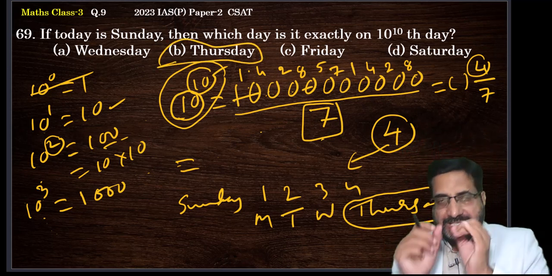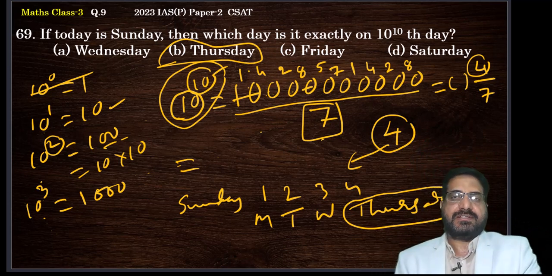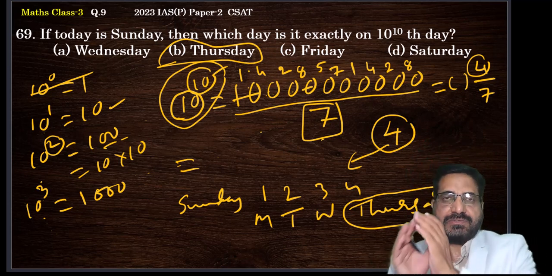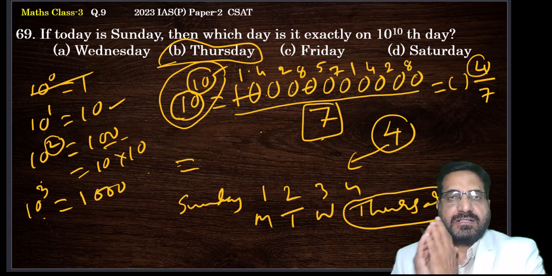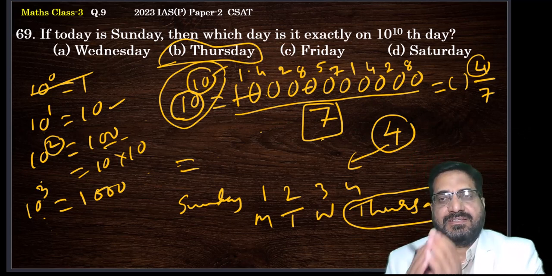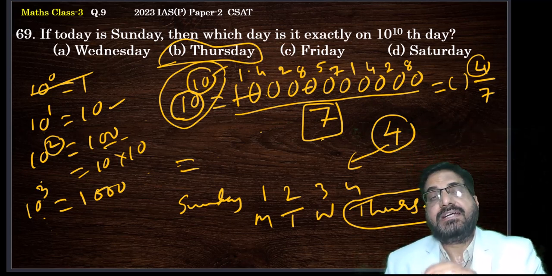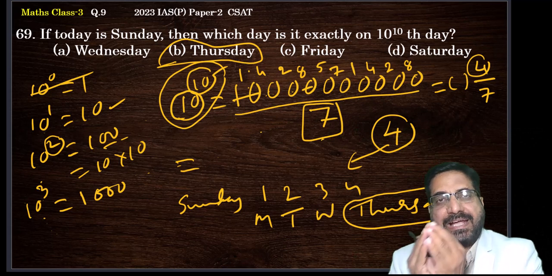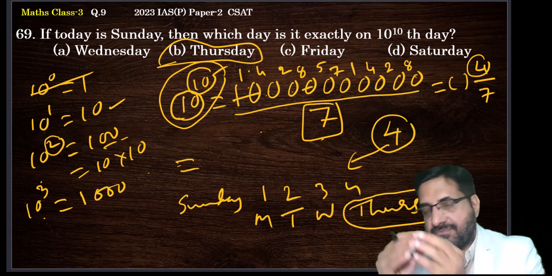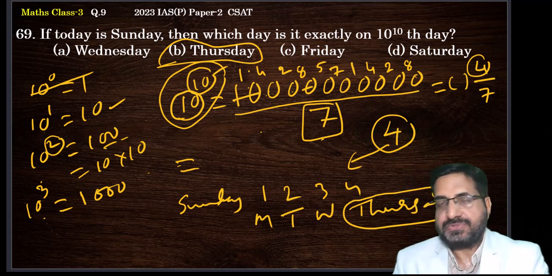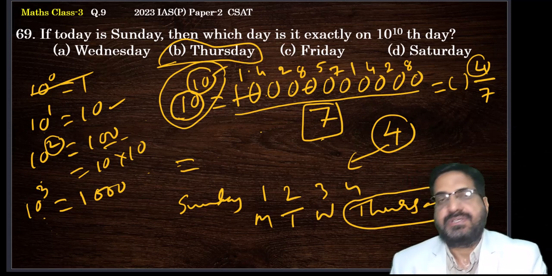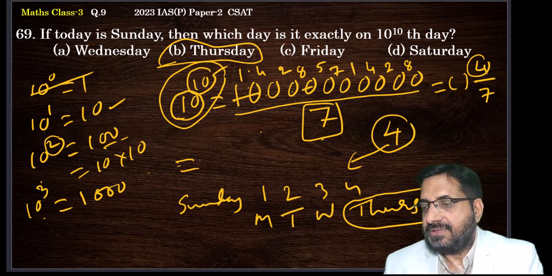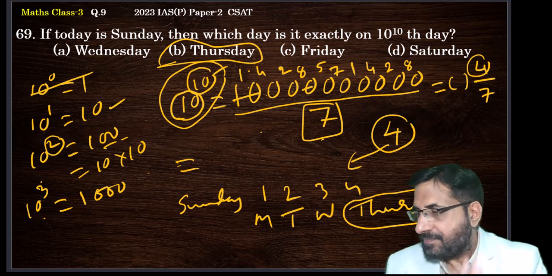So the key point here is you have to divide by 7 and take whatever remainder you get. When you divide that number by 7, you are dividing it by packets of 7 days. Whatever remainder you get, those are odd days. So this is how you have to do it.